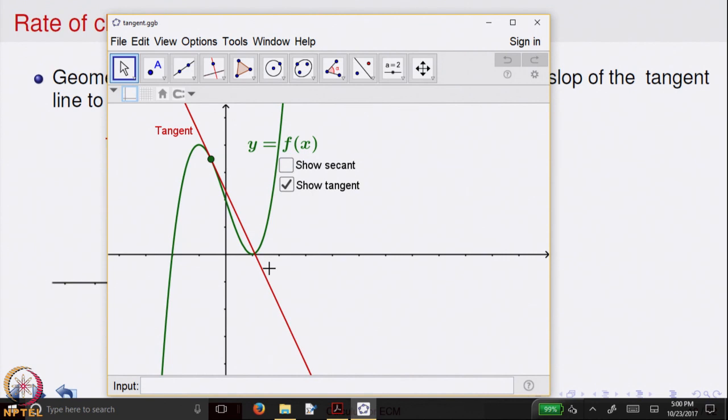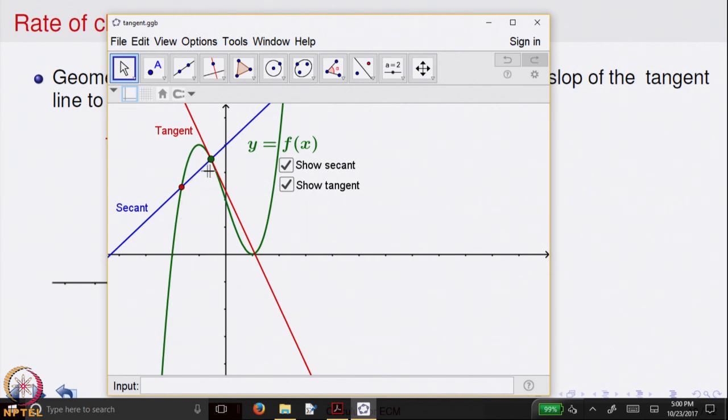So, we are saying that this is the tangent, right. This is the curve, this green is the curve y equal to f of x. At this point, I am trying to draw a tangent, and we are claiming that this red line is a tangent. To ensure that this is a tangent, let us take a point nearby and join that. That line at a nearby point is called a secant.